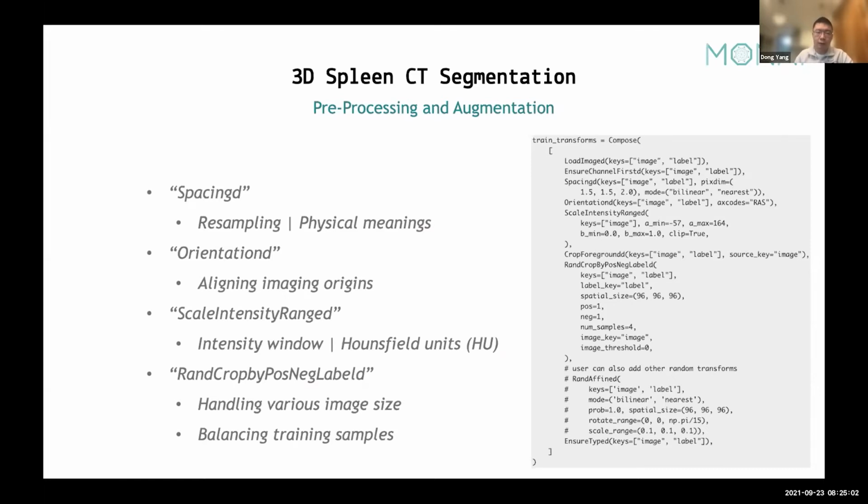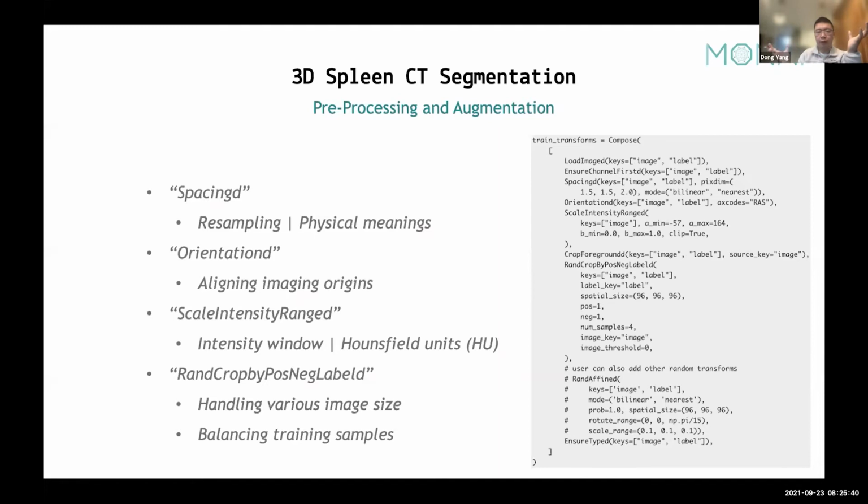The next one is the scale intensity range. For CT images, the intensity is in Hounsfield units, which has its own physical meaning. This means tissue, bone, chest, or air each has its own intensity range. For a specific object like the spleen, which is soft tissue, we want to choose the soft tissue window and let the model focus on learning the intensity within this window to achieve better performance.